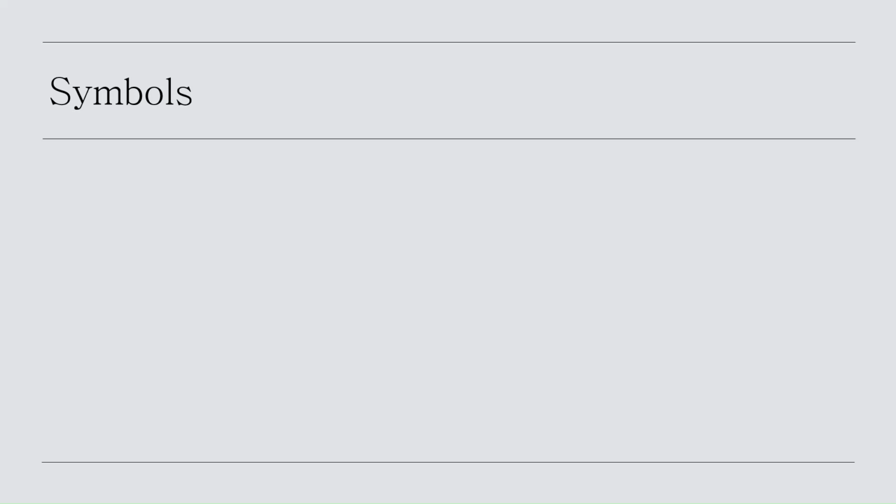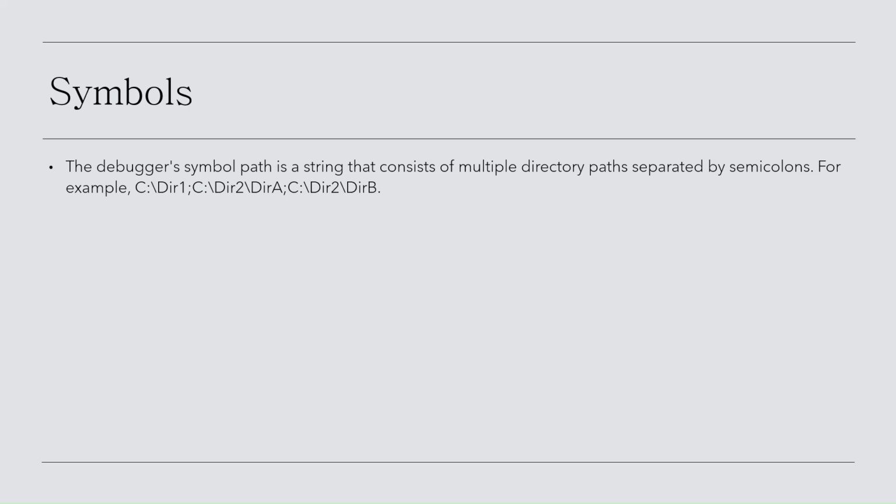It can be a local path. You can just set it as a string. For example, if you are debugging a local application and you have a local copy of all your symbols, you can simply copy them to one or more directories, maybe depending on your projects, and then you can create a string like this, separated by semicolons, and you set it as the symbol path. In that case, your debugger will look in cdir1 first, and then if it doesn't find the symbol there, it will go to cdir2, dir-a, and so on and so forth.